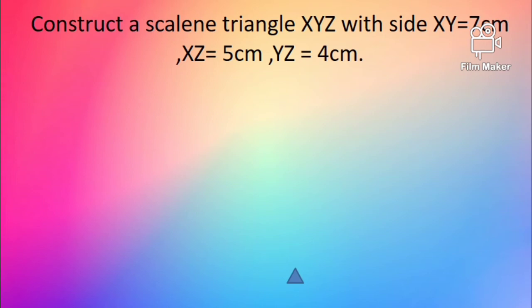Students, I hope you will enjoy drawing the triangles with the help of ruler and compass. Now we are going to draw a scalene triangle XYZ with side XY equal to 7 centimeter, XZ equal to 5 centimeter, and YZ equal to 4 centimeter. You can see in this example we have all different sides. So today we are going to draw a scalene triangle with the help of compass and ruler.